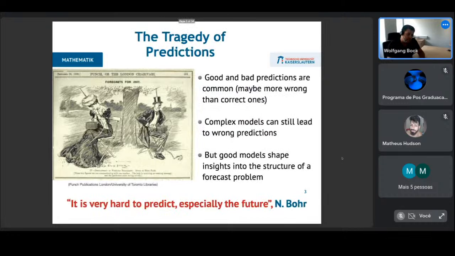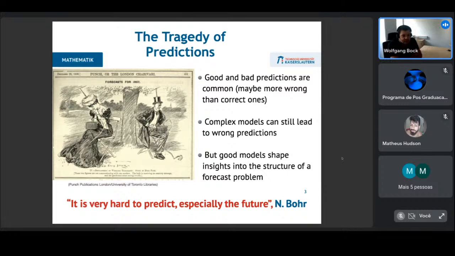In the beginning, Misha said that I'm interested in both pure and applied mathematics, so I'm going to talk about applied mathematics, so mostly about modeling. And I can say about every model the same: it's like Niels Bohr said, it's very hard to predict, especially the future.